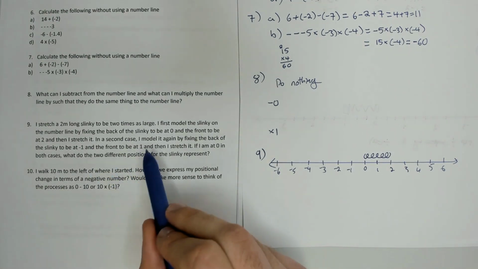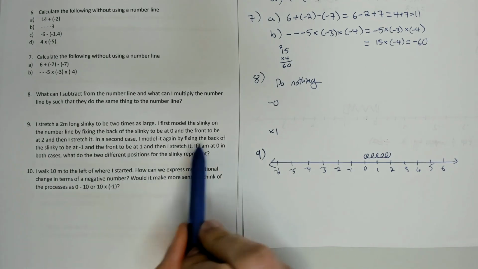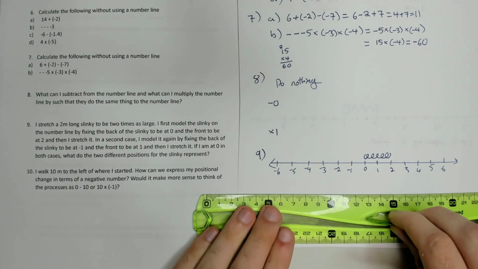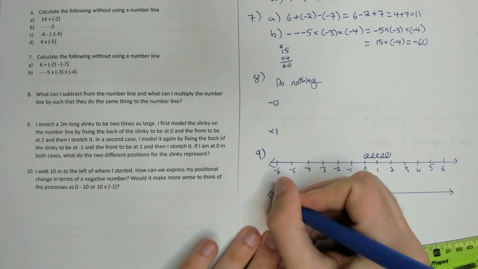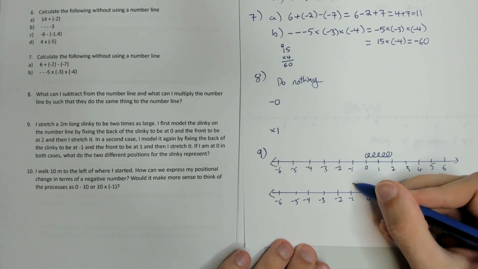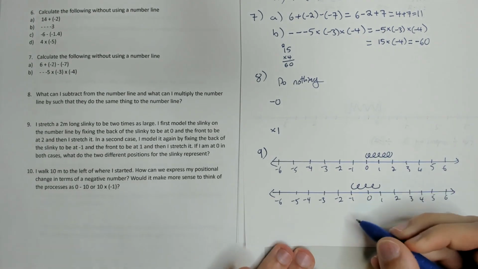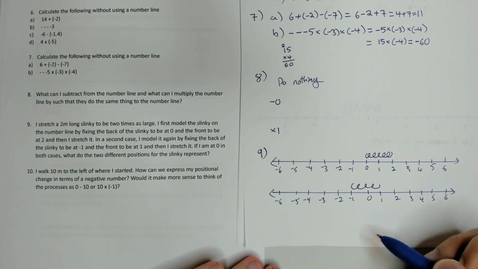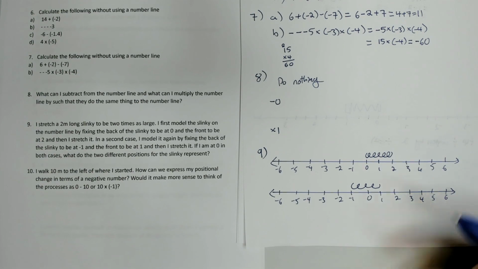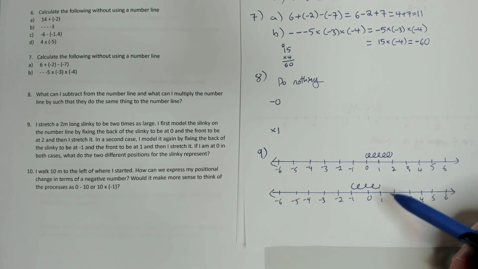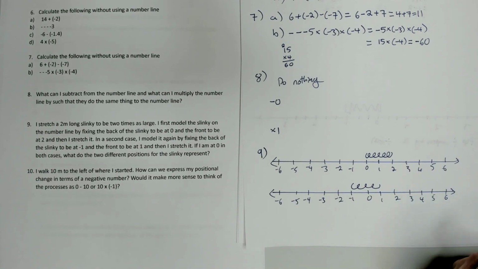But then it says, in a second case, I model it again, this time as fixing the back of the slinky to be at -1 and the front to be at 1. So the second case looks like this, where the slinky is still 2 meters long, but it is now between -1 and 1, right? So if it's between -1 and 1, when we stretch it out, it's still going to be stretched out to be 2 times longer, just like here. So both instances where we have these different starting positions and we stretch it out to be 2 times as long, we still get a stretched slinky and it still works.